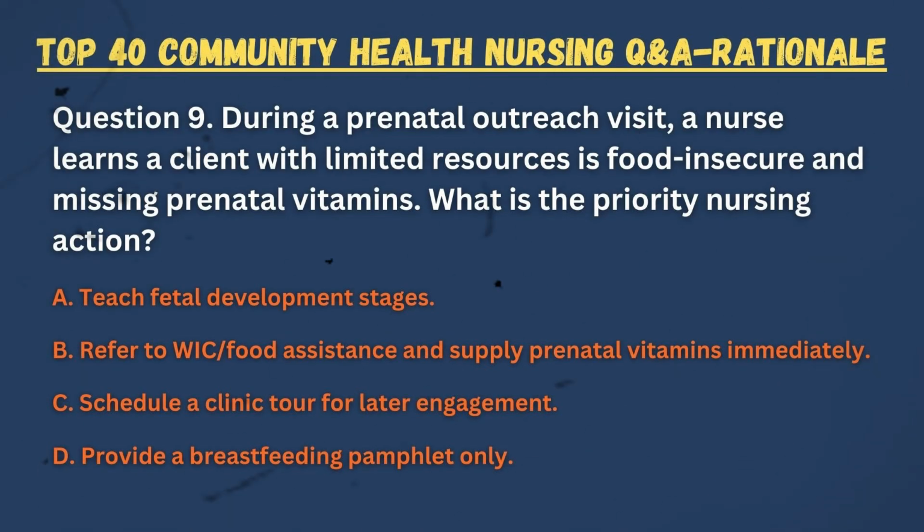Question 9. During a prenatal outreach visit, a nurse learns a client with limited resources is food insecure and missing prenatal vitamins. What is the priority nursing action? A. Teach fetal development stages. B. Refer to WIC/food assistance and supply prenatal vitamins immediately. C. Schedule a clinic tour for later engagement. D. Provide a breastfeeding pamphlet only.